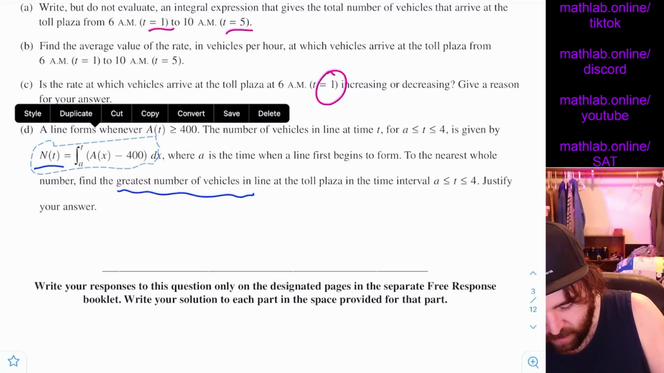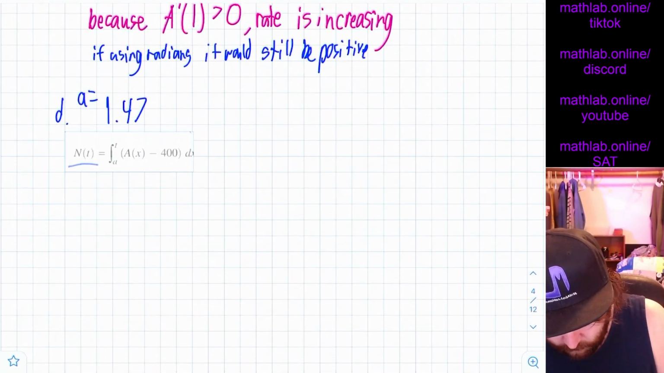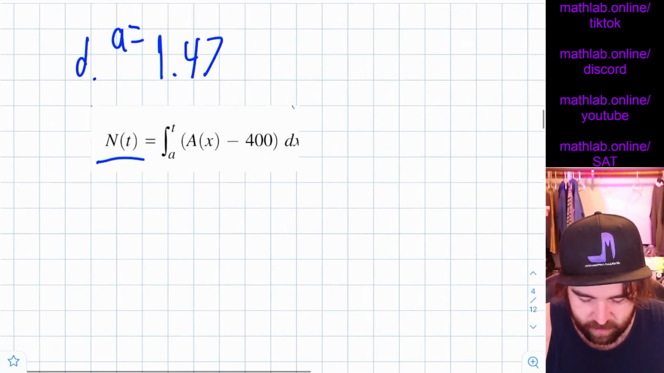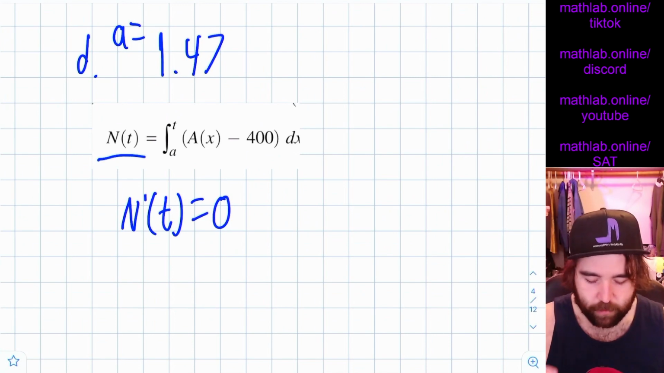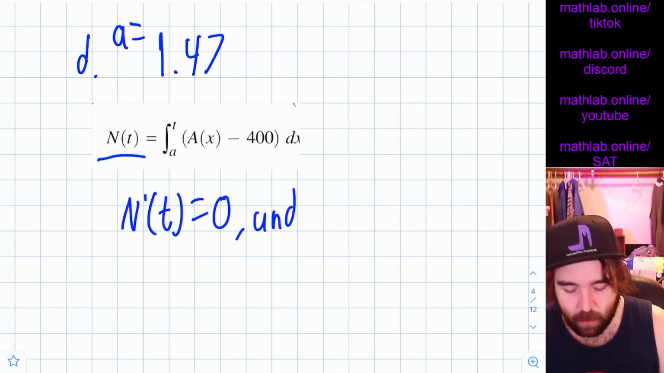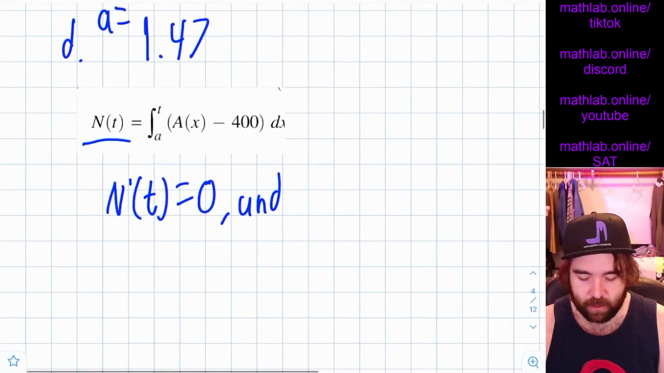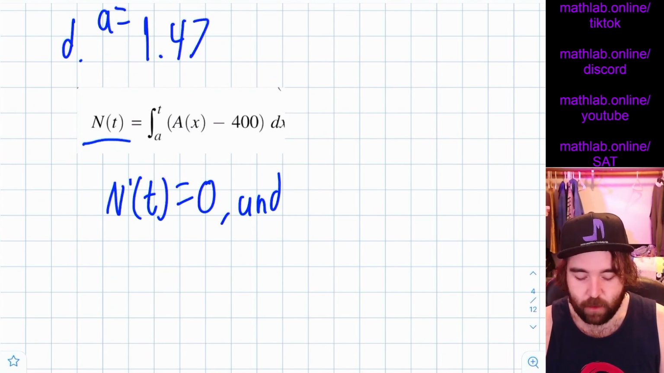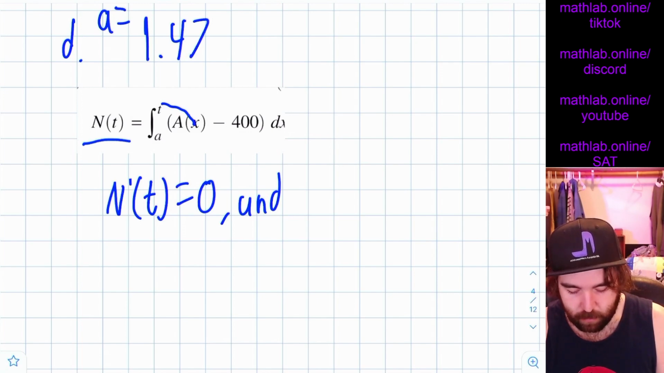So let's bring this down. So we want to take the derivative of that. We want to find when does n prime of t equal 0? Or undefined. Probably not undefined, though. So how are we going to take the derivative? This is like the fundamental theorem idea, right? If you're taking the derivative of an integral, they're canceling out. So all we end up having to do is plugging this in to here.